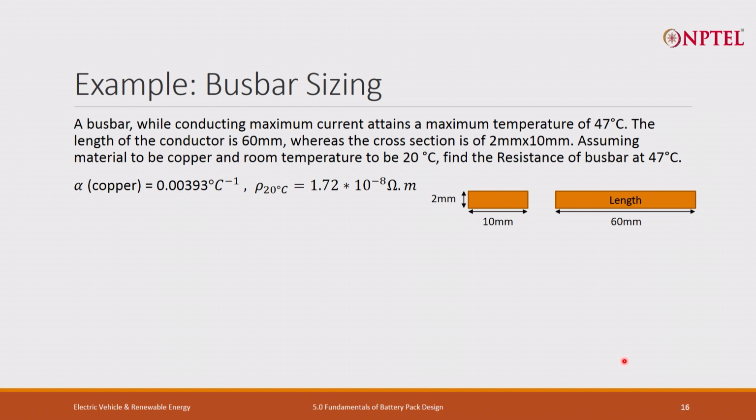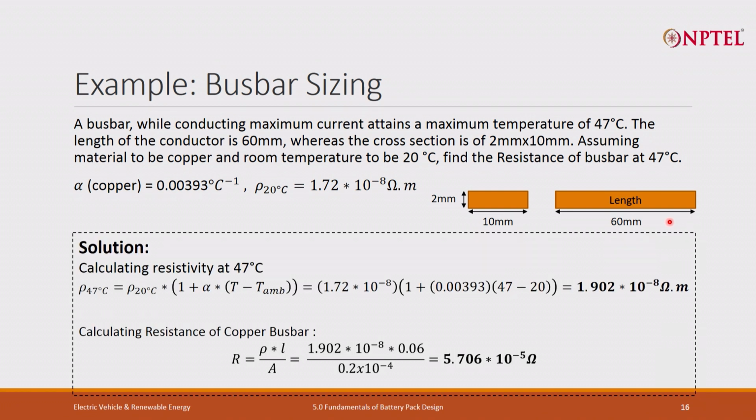Now, I have also fixed the cross section area of the conductor. Generally that should come from the design criteria, but let us suppose we have fixed the conductor cross section, and that is nothing but 2 mm into 10 mm. So, this is the cross section and this is the length. Now, consider the material is copper and the room temperature is 20 degree centigrade. We need to find out the resistance of the bus bar. All the data has been given: alpha of copper and resistivity at 20 degree centigrade.